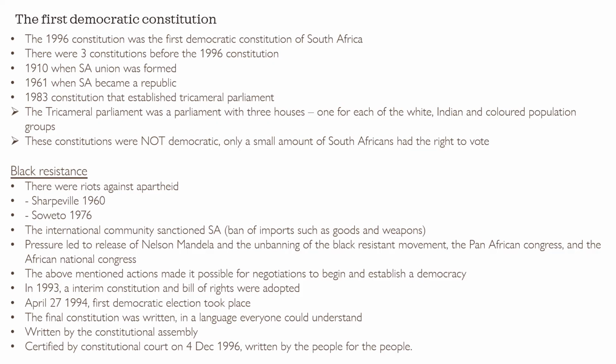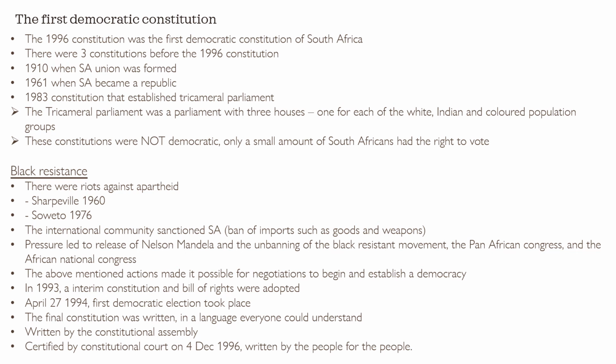This pressure led to the release of Nelson Mandela and the unbanning of the black resistance movements, the Pan-African Congress and the African National Congress. The above-mentioned actions made it possible for negotiations to begin and establish a democracy. In 1993, an interim constitution and Bill of Rights were adopted. On April 27, 1994, the first democratic election took place.